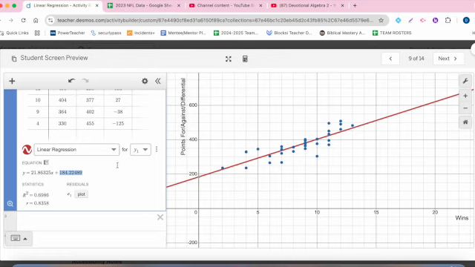So also remember last lesson we looked at r squared. R squared tells you how good of a fit that is for the data. You can see it's almost 0.7. So that's a fairly good fit for the data, right?